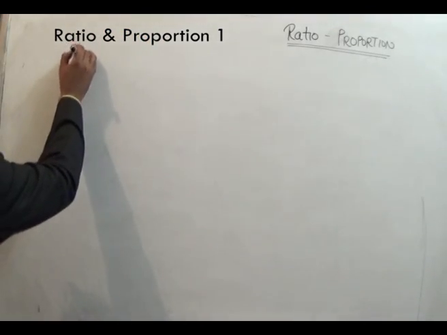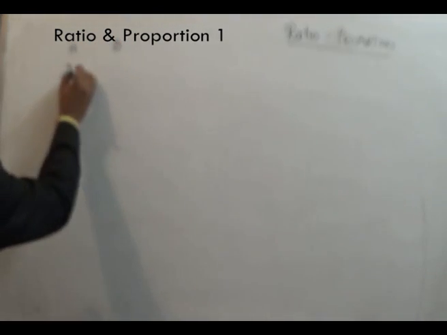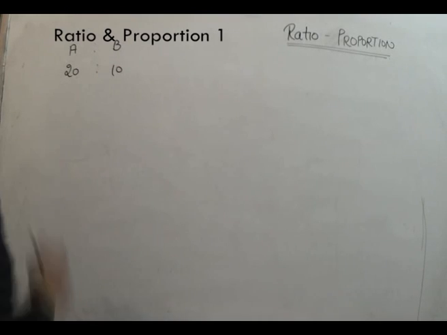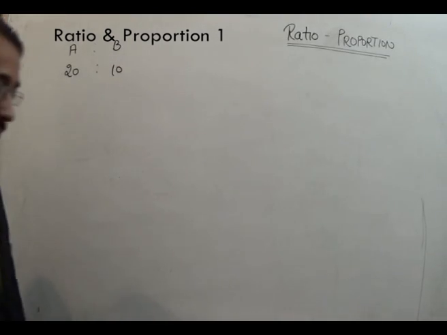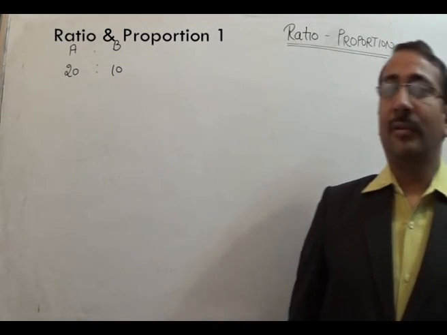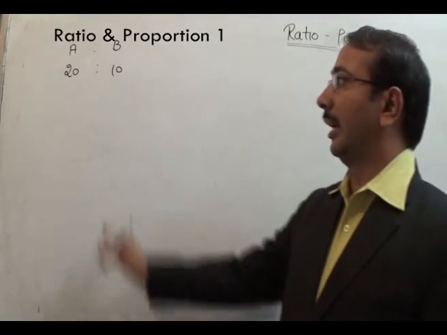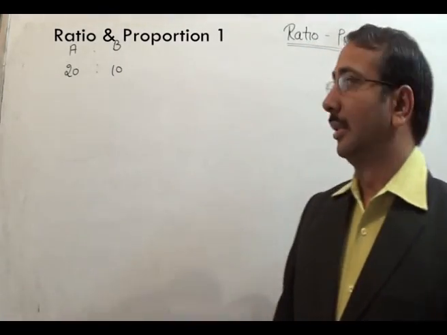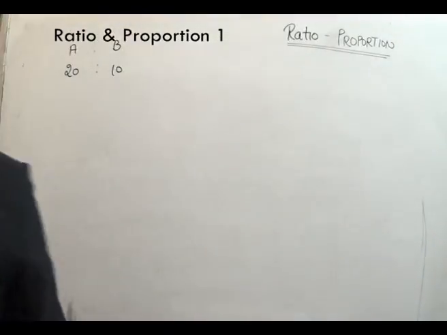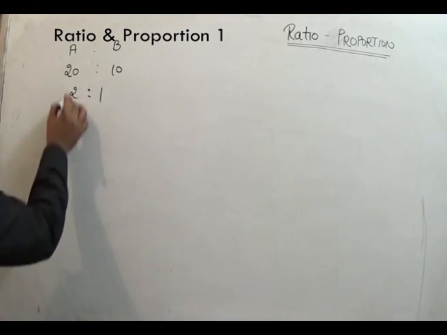suppose two numbers are given, A and B. The value of A is 20 and the value of B is 10. Two numbers are given, that is, their absolute values. A is 20 and B is 10. If I have to find the ratio of A and B, what will I do? I will cancel out what I can cancel. From here I can say the ratio of A and B is said to be 2:1, right?